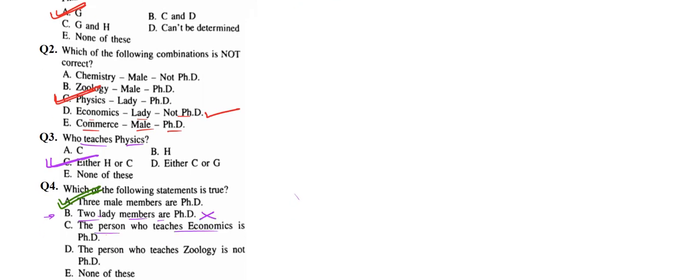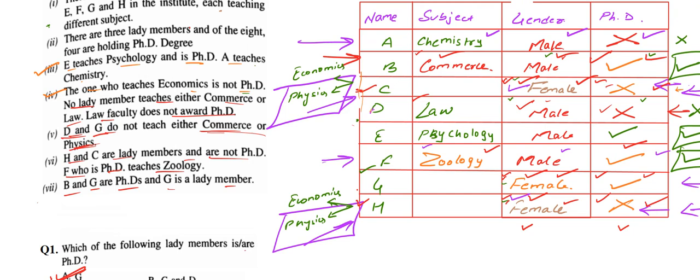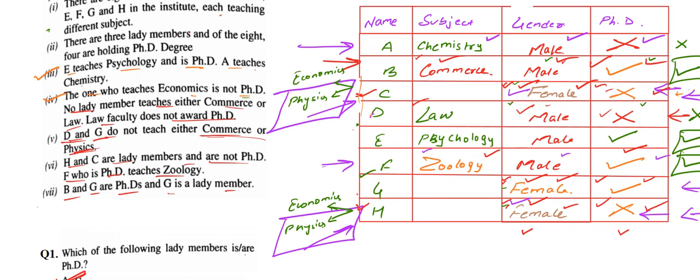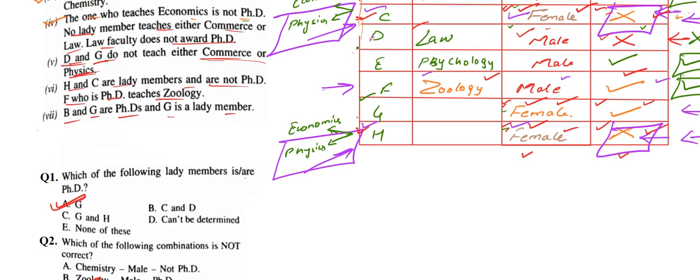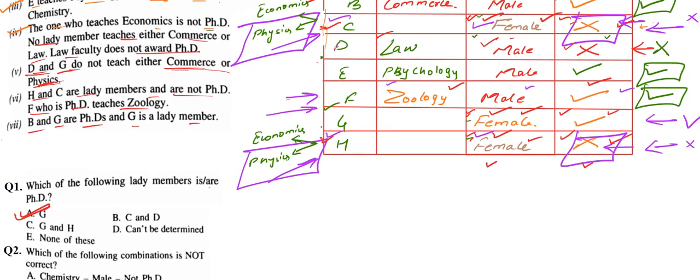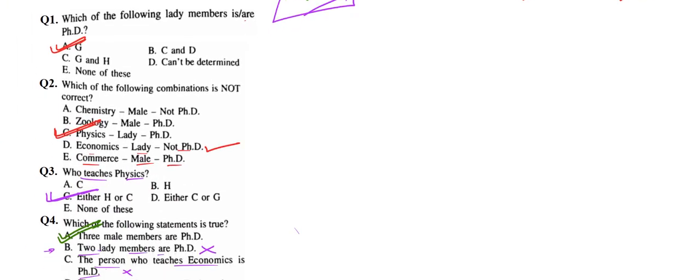Then we have the person who teaches economics is PhD. Let's check. Economics is taught by either C or H, and both of them are not PhD. So this option is also a wrong option. Then we have option D, that is the person who teaches zoology is not PhD. So let's check. Zoology is taught by F, and you can check F is a PhD holder. So this option is also a wrong option.